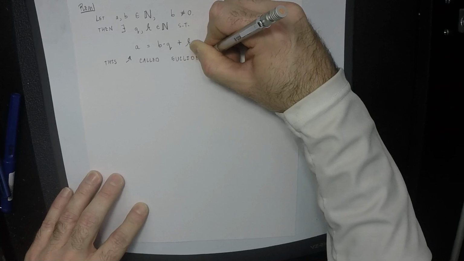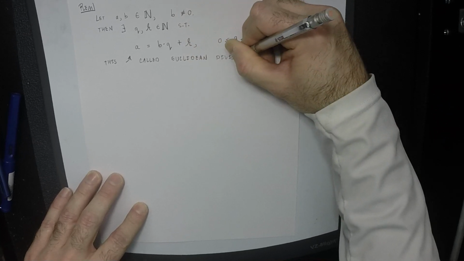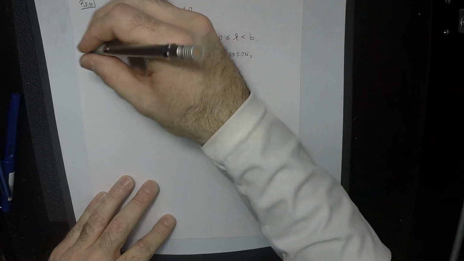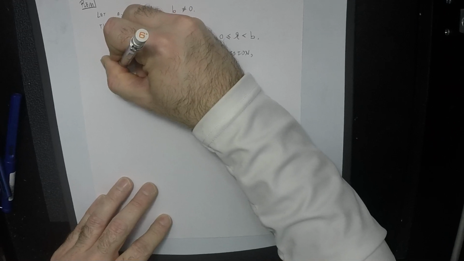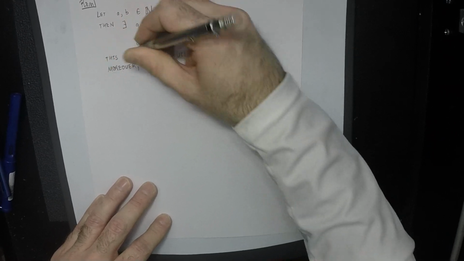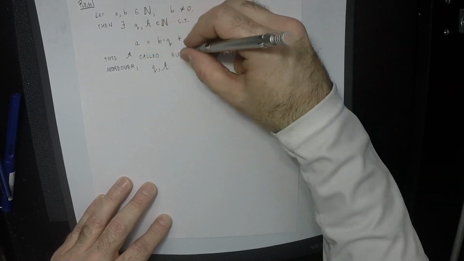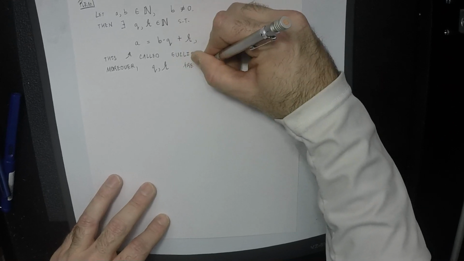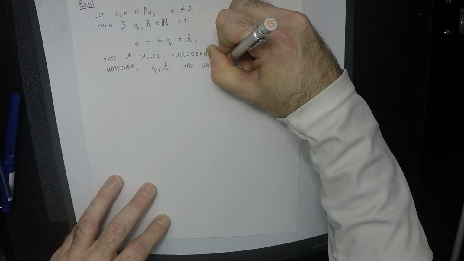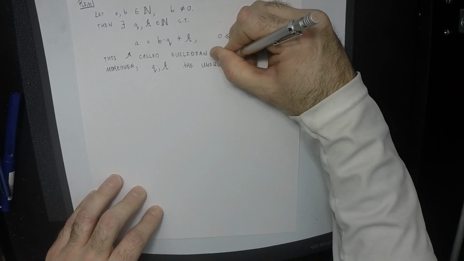Euclidean division, and moreover, the Q and the R, not only do they exist, the Q and the R are unique. So one of our upcoming programming tasks will be to write a program which, given A and B, computes Q and R. Okay, so have a nice Thursday.